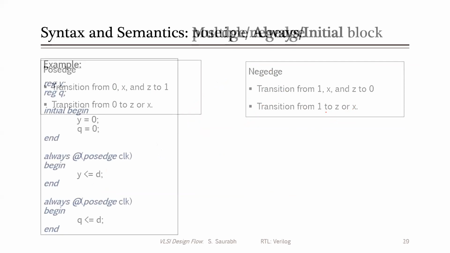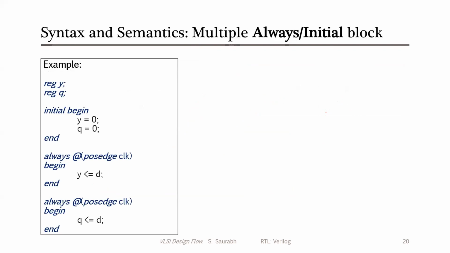Okay, and in a code you can have multiple always and initial blocks, right? So you have an initial block, you have an always block, and another always block. Now which of these blocks will be triggered first? Suppose you have a module in which you have one initial block and two always blocks like this. Which of them will be triggered first? So they will execute concurrently. Right. So any of them can be executed first.